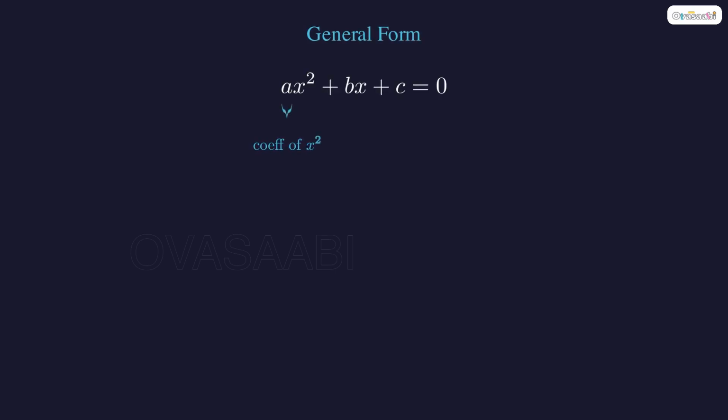A quadratic equation has the form ax squared plus bx plus c equals 0. Here a, b, and c are just numbers. The highest power of x is 2.